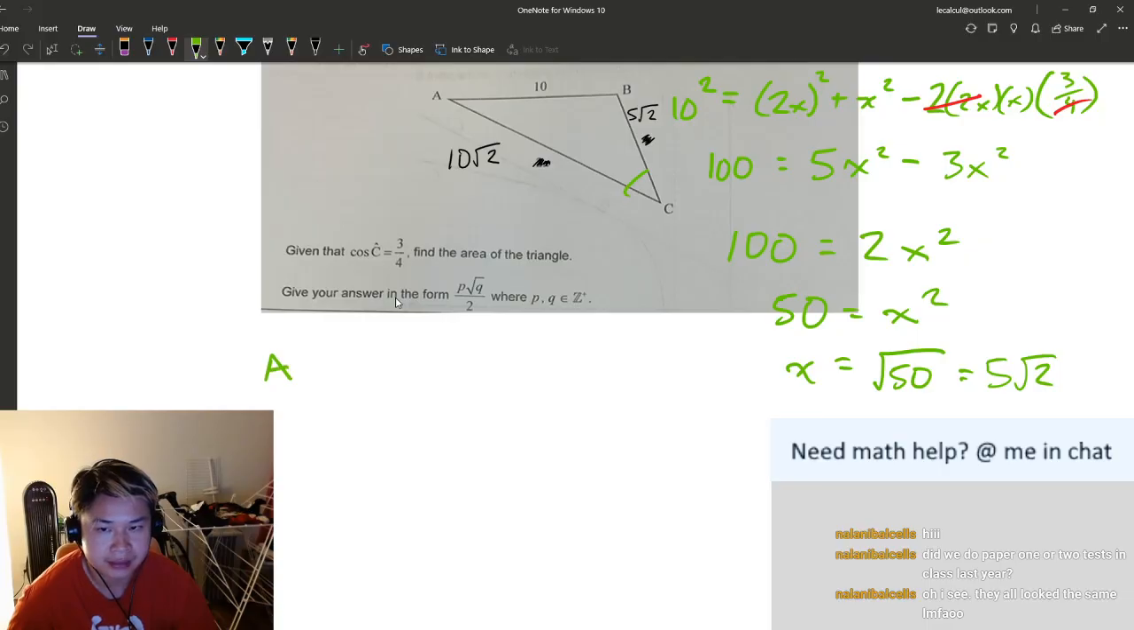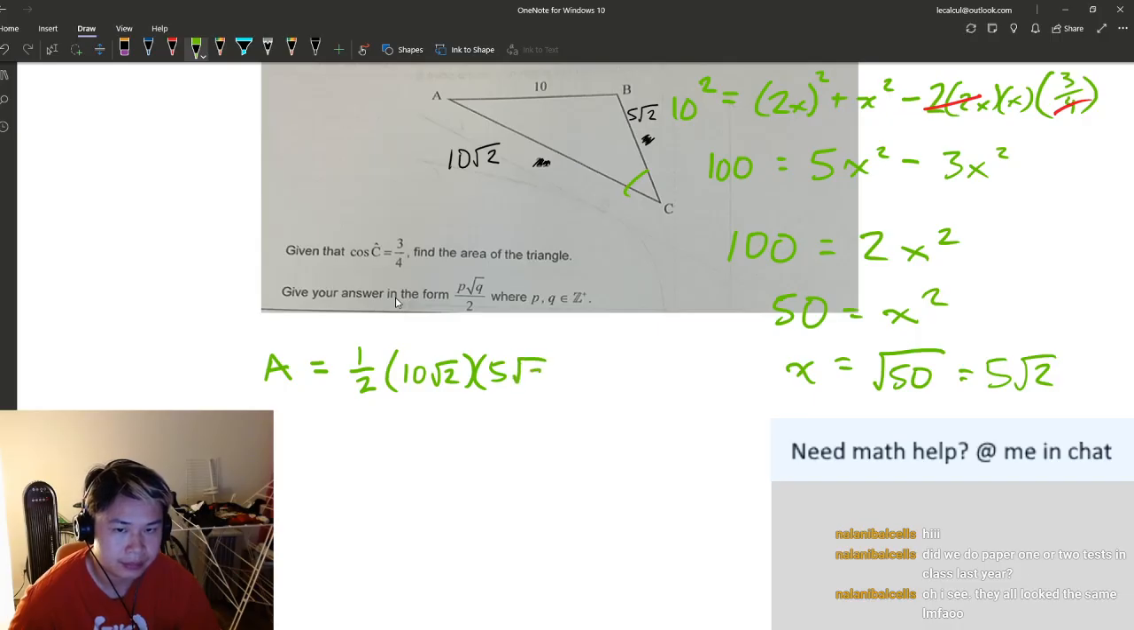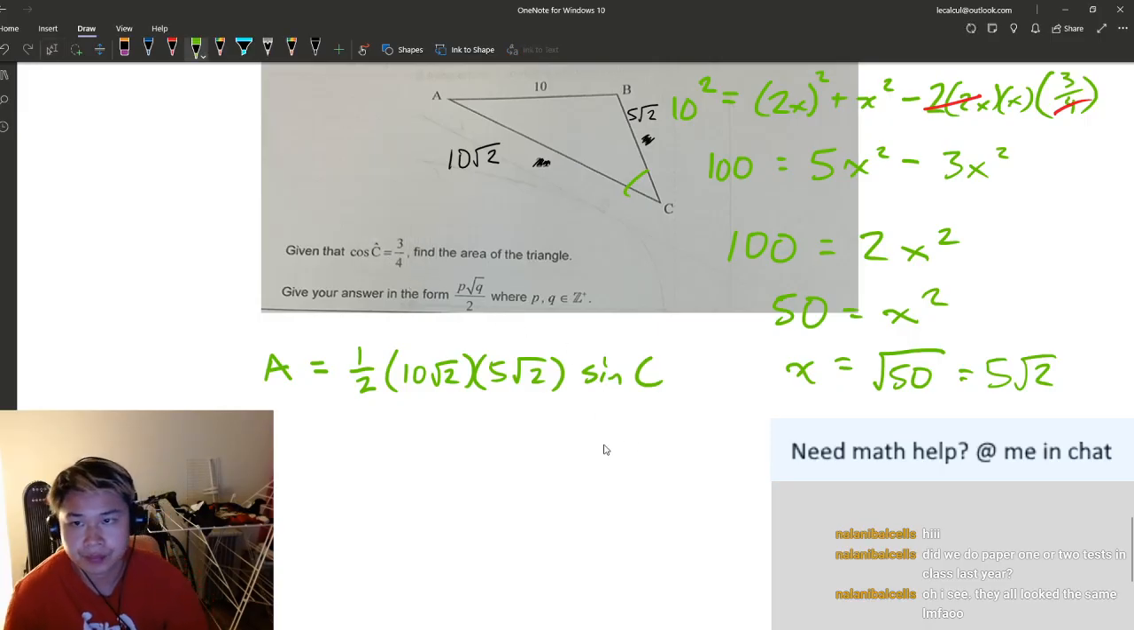The area is 1/2 times 10 root 2 times 5 root 2 times sine c. Right? If I have an angle in between two sides of a triangle, I can use the 1/2 a times b times sine c formula in your formula book. And then here's the tricky part. We don't know what sine c is, sort of, but we do know what cosine c is. Cosine c is 3 over 4.